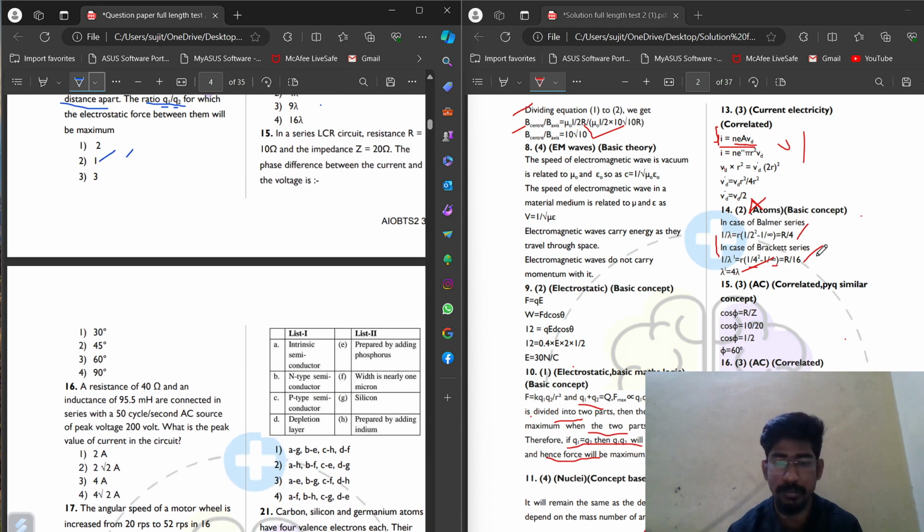So you have to calculate the phase difference between current and voltage. In an LCR circuit, you know that there is a phase difference between current and voltage, right? In the CR circuit, the current is leading the voltage. In the LR circuit, it is the other way around, right? So you have to calculate theta, the phi, whatever you say, the phase difference between voltage and current. So how do you calculate it?